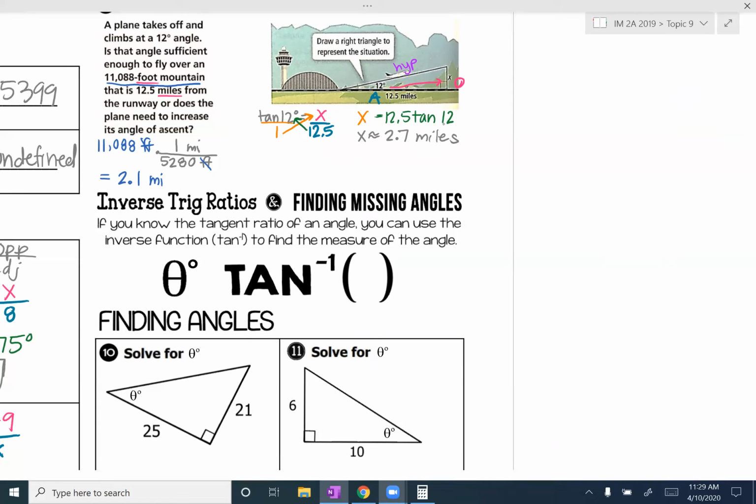So if the mountain is 2.1 miles tall and the plane is going to get up to 2.7 miles when it reaches that 12.5 miles away, does it need to increase its angle of ascent or not? So it's getting higher than the mountain. So the angle is sufficient.